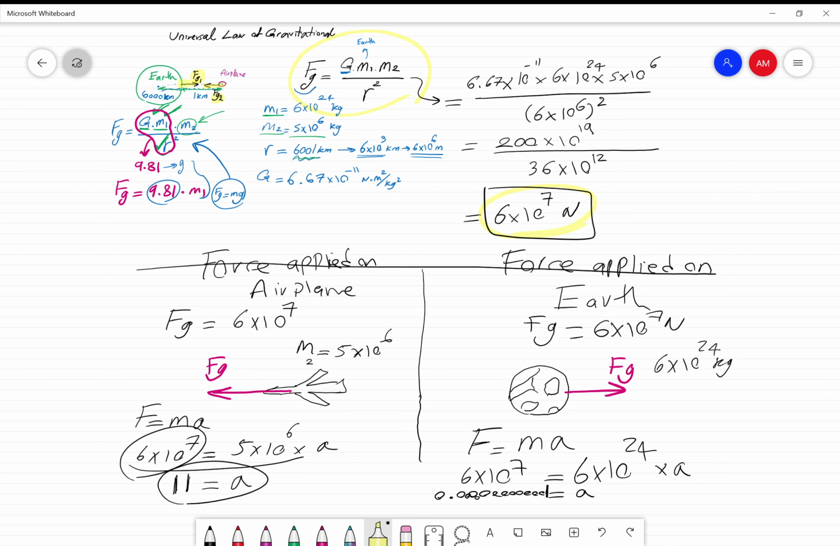Now the question is, if they're both applying towards each other, how come airplane is being affected by it, but Earth is not being affected? So now we made a calculation here. We said that the force is being applied on both, on Earth and airplane at the same time. But the effect of the force on airplane causes an acceleration of 11, enormously high. And the effect of the same force on Earth is enormously low.